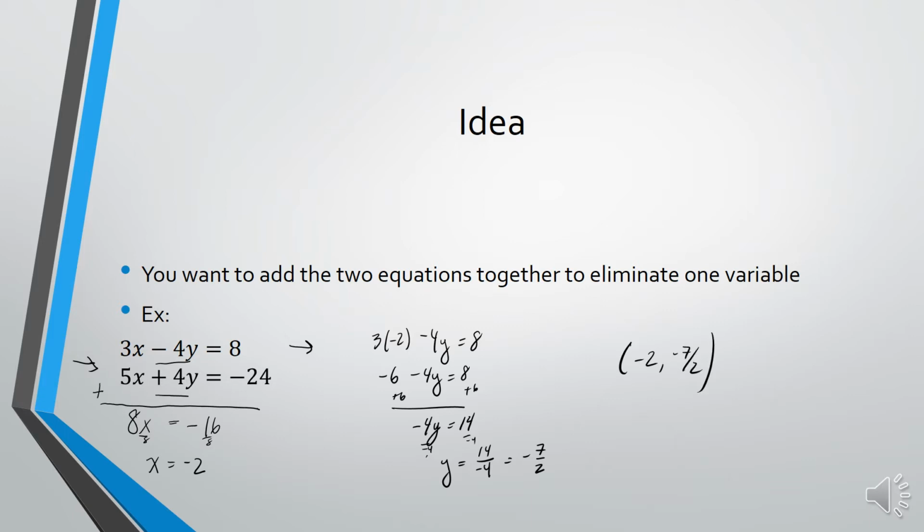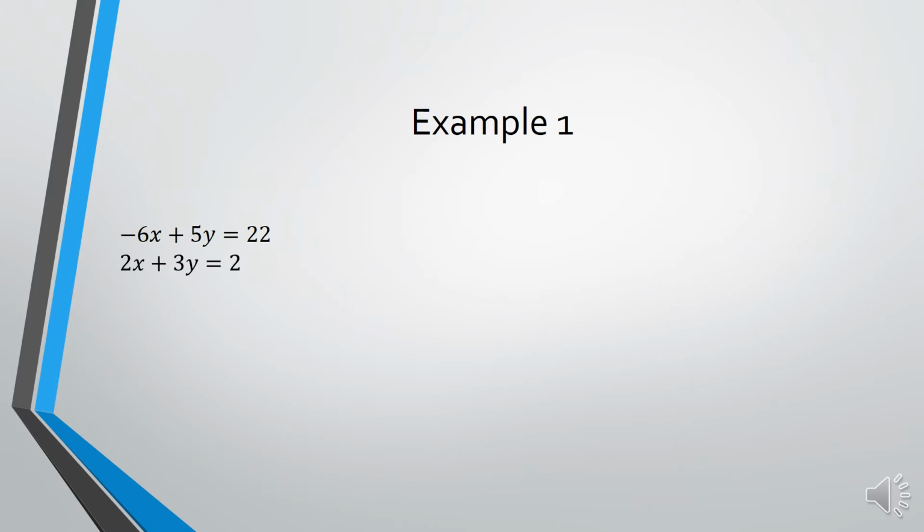So again, the idea is that we're going to add the two equations together. One of the variables should go away. So here's our first example. Negative 6x plus 5y equals 22. 2x plus 3y equals 2. I can't just go ahead and add them together as is. The reason is because one of them is not going to go away. So what I want to do is multiply one of them by a value so that I can add them together and cancel.